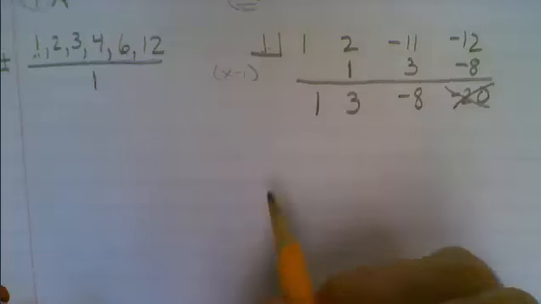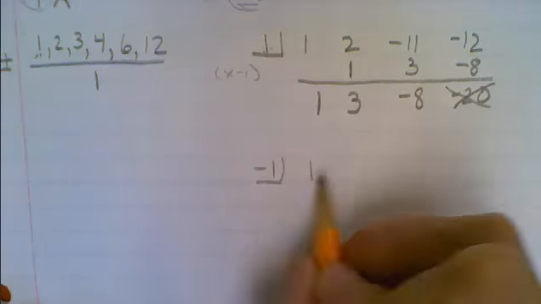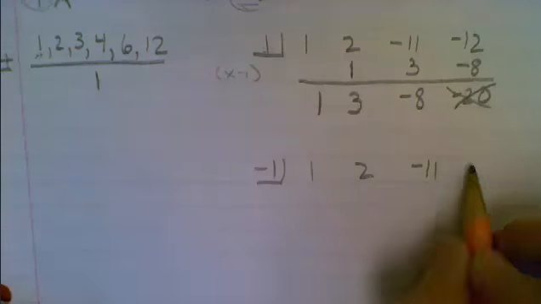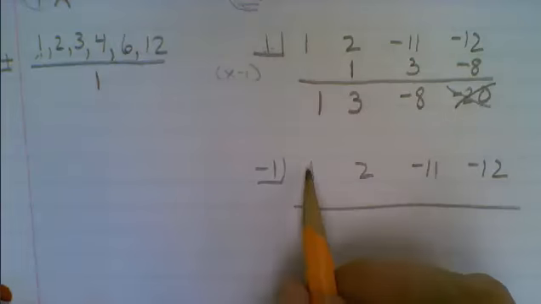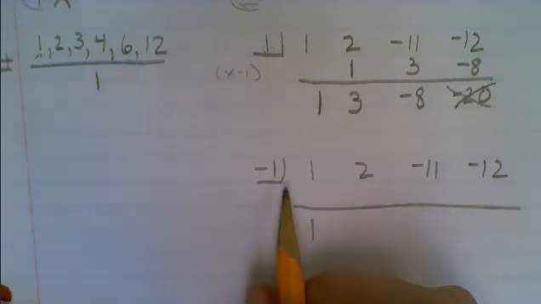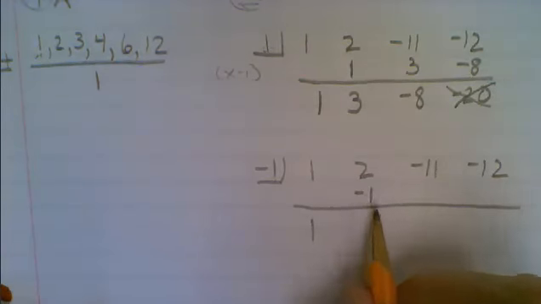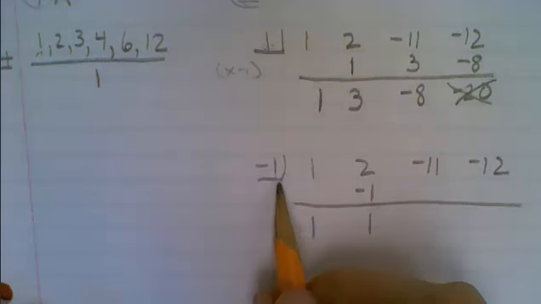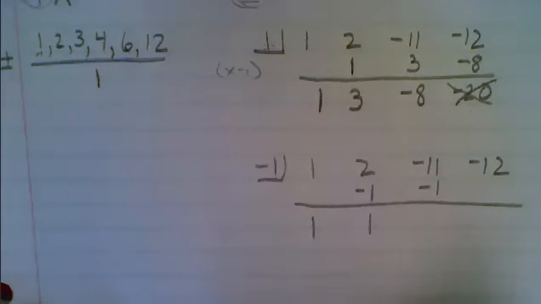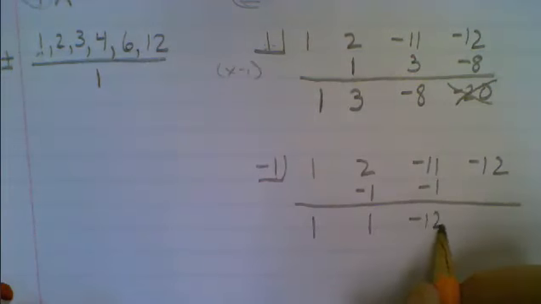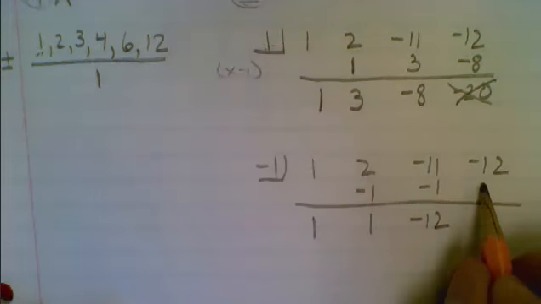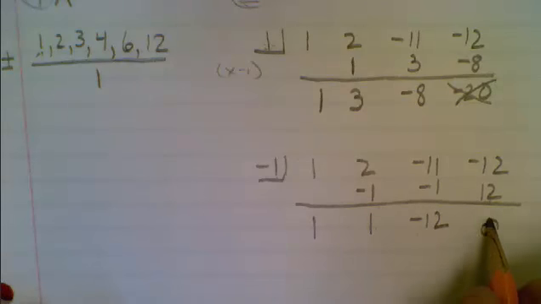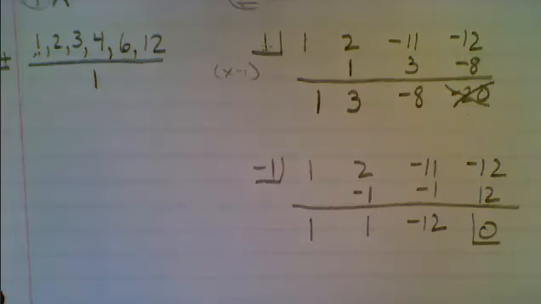So let's try negative 1. Negative 1, 1, 2, negative 11, negative 12. Those are my coefficients again. So I bring down the 1. 1 times negative 1 is negative 1. I add, I get 1. Multiply again, I get negative 1. Add, negative 12. Multiply by negative 1. Add, and I get 0. So this one does go in there evenly.